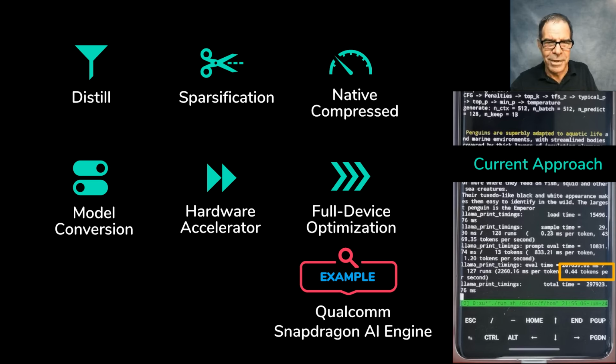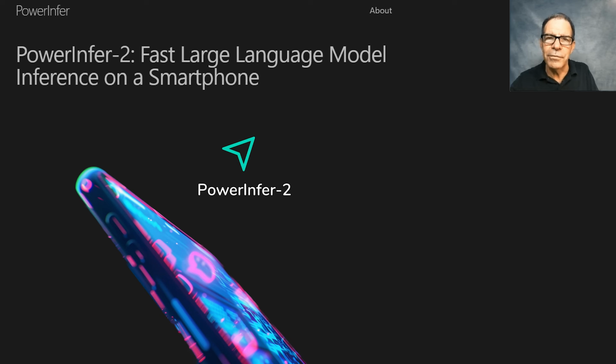And now, we come to that new option I was talking about, PowerInfer 2. This framework looks at every option for processing an LLM on a particular smartphone and picks the fastest way for that LLM on that device.